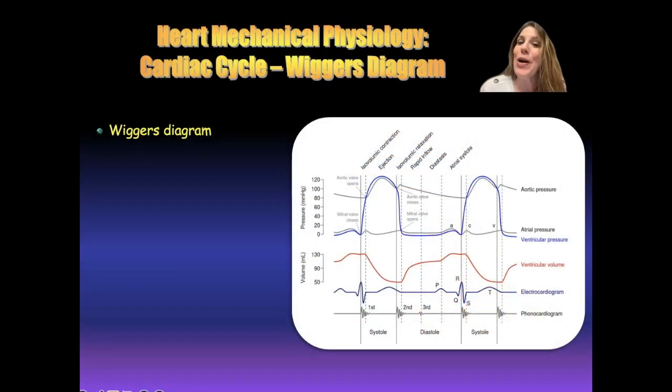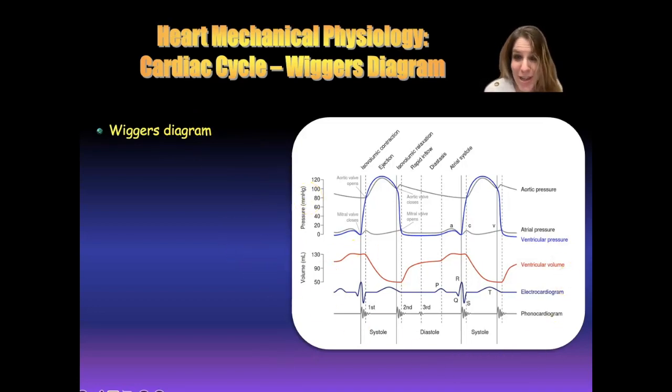So now we're at the part that you've all been waiting for, putting all that information you've gathered on a single graph called a Wigger's diagram. We're going to take all the information we've gathered about the electrical activity of the heart, combine it with the information about the mechanical activity of the heart, and put it on a single graph called a Wigger's diagram.